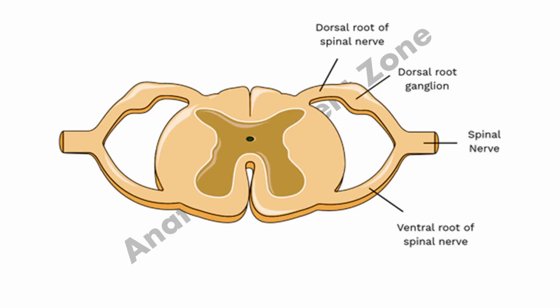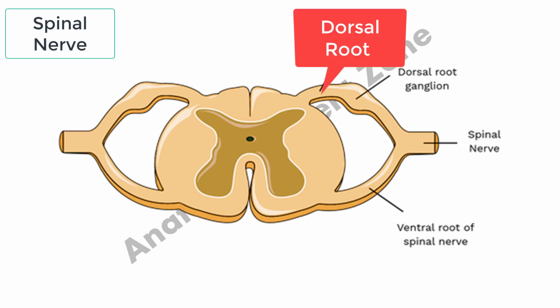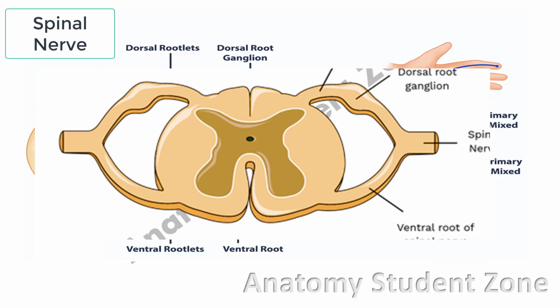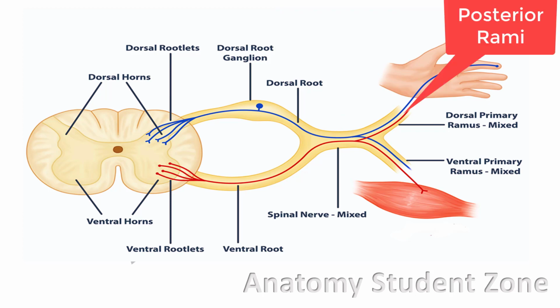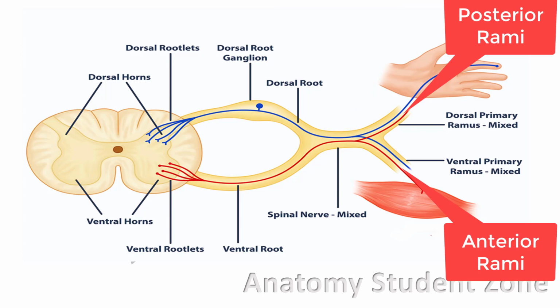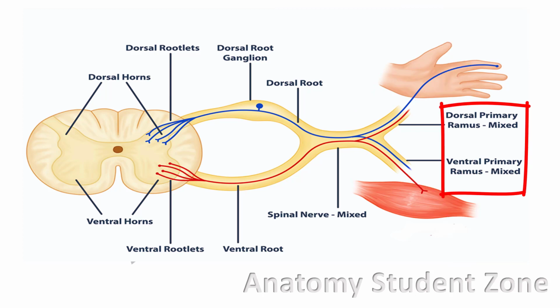Let's start. As I told you about the spinal nerve detail in a previous lecture, we know spinal nerves are an integral component of the peripheral nervous system, and the spinal nerves are formed at the level of intervertebral foramina by the union of dorsal and ventral root. Hence, it's a mixed nerve. After it emerges from the intervertebral foramina, it divides into two rami, which are the posterior rami and the anterior rami, and both these rami also contain the sensory and the motor fibers.